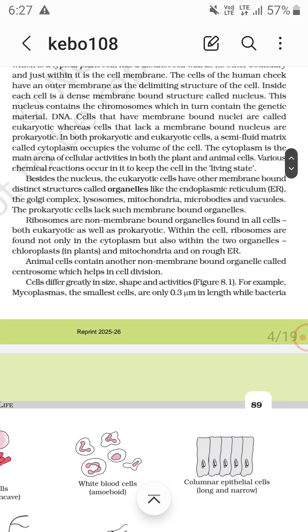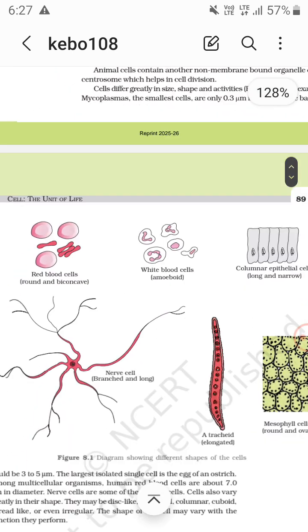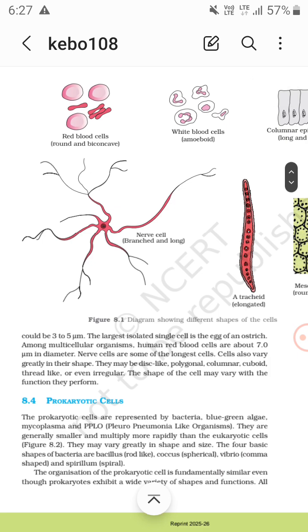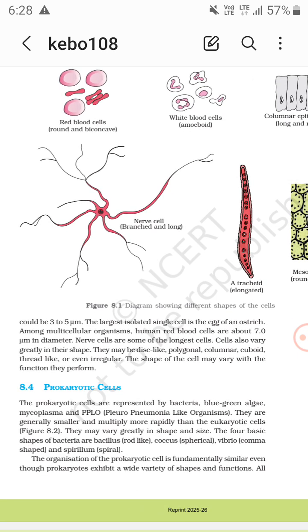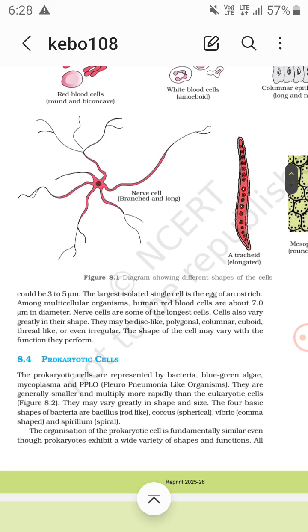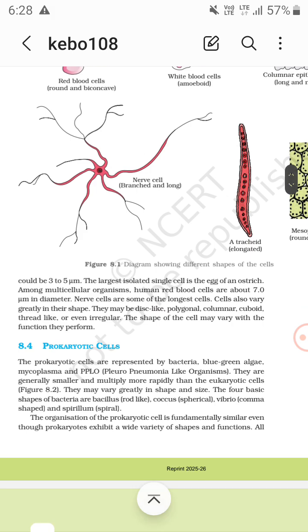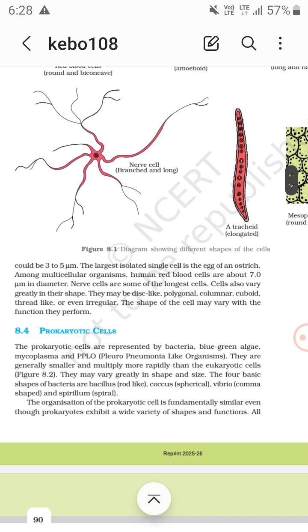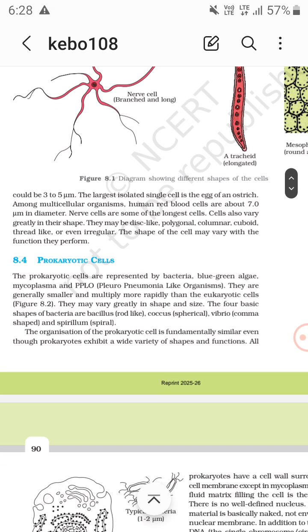Like mycoplasma, the smallest cells, 0.3 micrometer in length, while bacteria is 3 to 5 micrometer. Now ostrich egg, an isolated single cell, the largest one. Human RBC is 7 micrometer in diameter, and nerve cells, these are the longest cells. And so cell shape varies with the functions they perform, right?